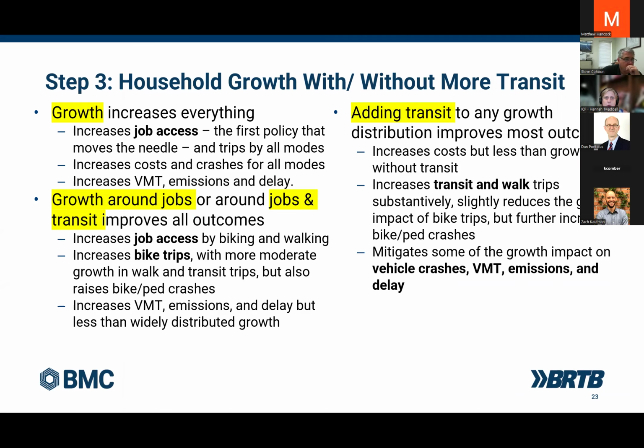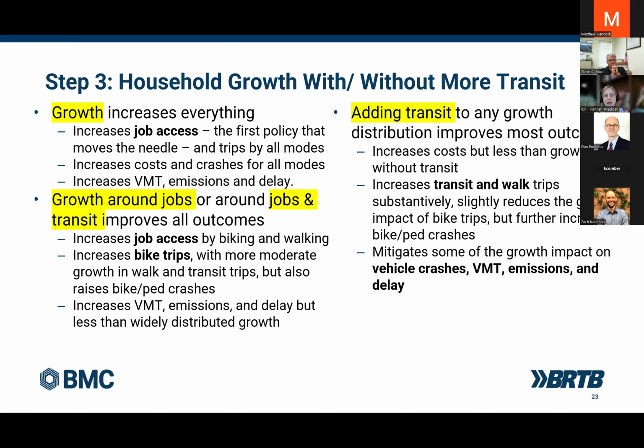So growth in general, this is the first step where we've added those 90,000 households. It increases everything, so positive and negative. You start seeing increases in job access, even though, as Dan said, we don't necessarily meet that ratio of jobs to households we might be looking for. It improves access to jobs. More jobs are available within a certain travel time to the households in the region. Increases trips by all modes, but also increases the negatives, right?